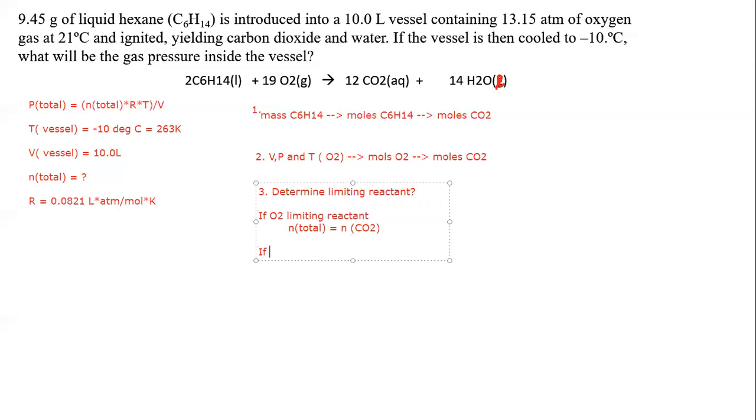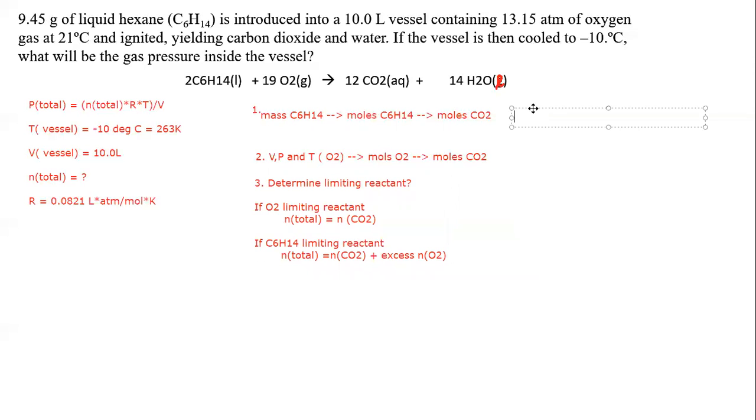Now if C6H14 is limiting reactant, then the total moles of gas would equal the moles of CO2 plus moles of excess O2. So that's why we have to determine first which one is a limiting reactant, and then from there we can determine what is going to be the total moles of gas. Is it going to be one gas or a mixture of two gases?